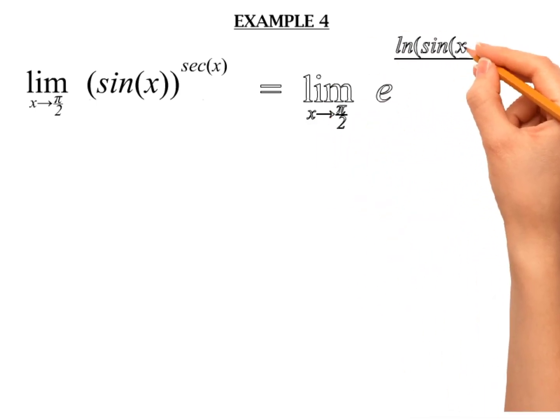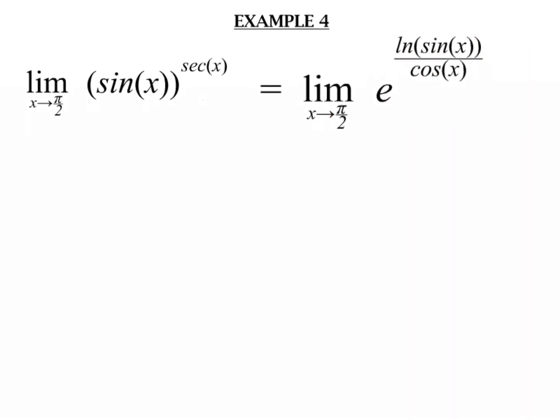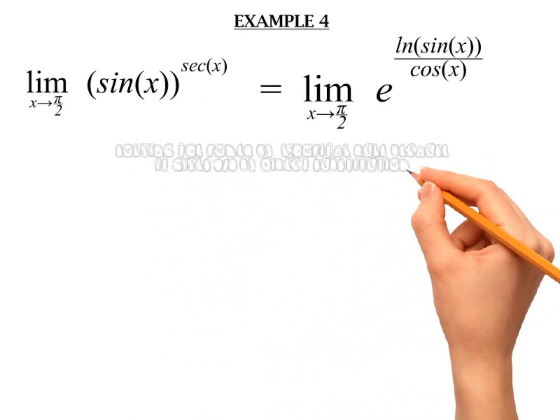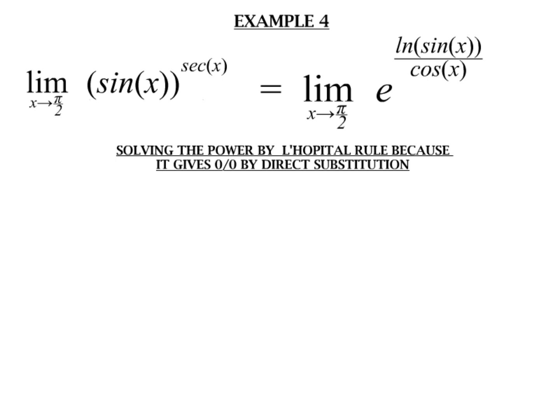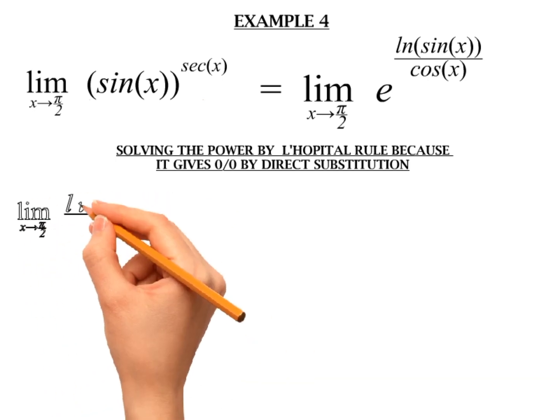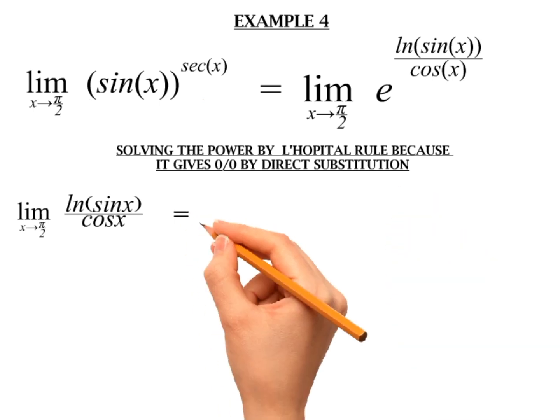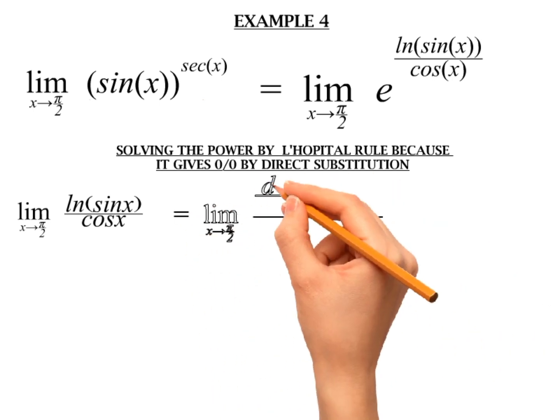The question becomes the limit of e raised to the power of (ln sin x) over cos x as x approaches pi over 2. Now, the power of e meets the criteria for L'Hopital rule application because it gives ln sin pi over 2 over cos pi over 2, which gives 0 over 0. Let us bring this power down and treat it separately. The limit of (ln sin x) over cos x as x approaches pi over 2 is equal to the following, by differentiating the numerator and the denominator separately.